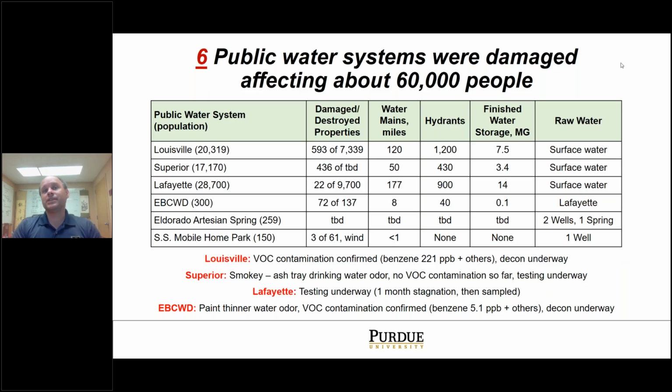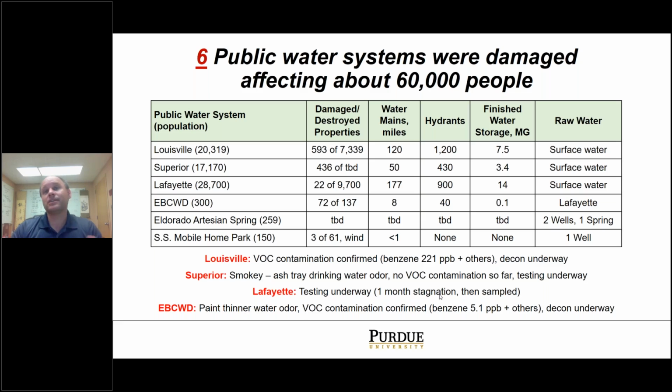Louisville found VOC contamination. They found benzene at about 200 parts per billion. Superior didn't find contamination in their water distribution system, but they had watershed issues where debris got into their watershed, their water source, and they pumped it through their water system, which caused an odor. Lafayette did testing. They didn't find contamination, but they only had about 22 homes destroyed.